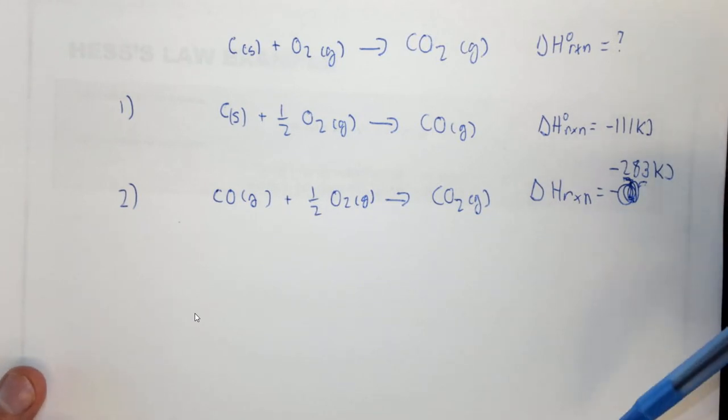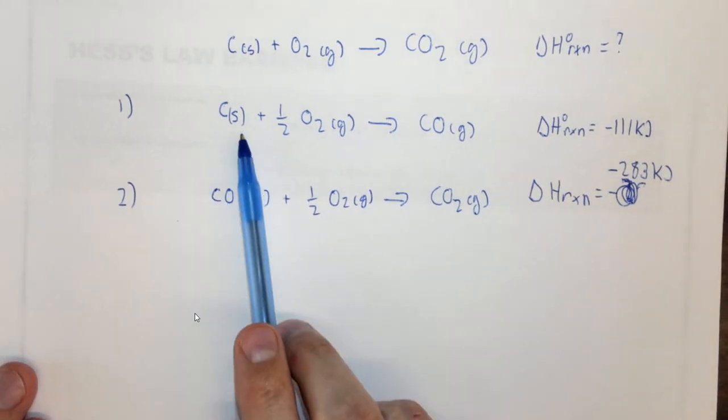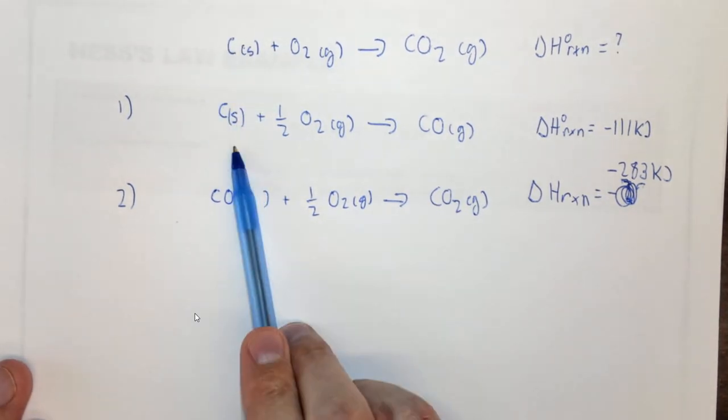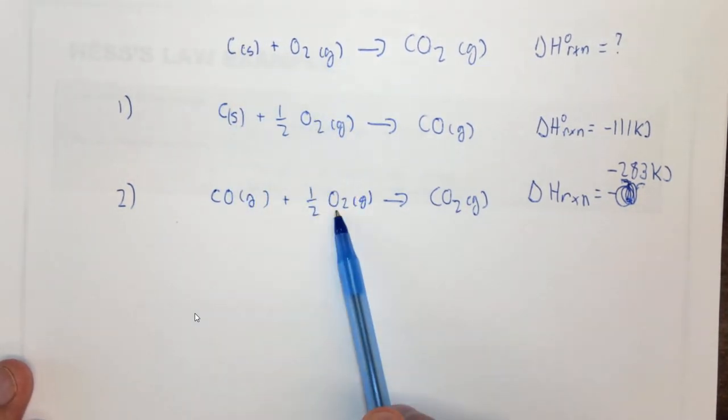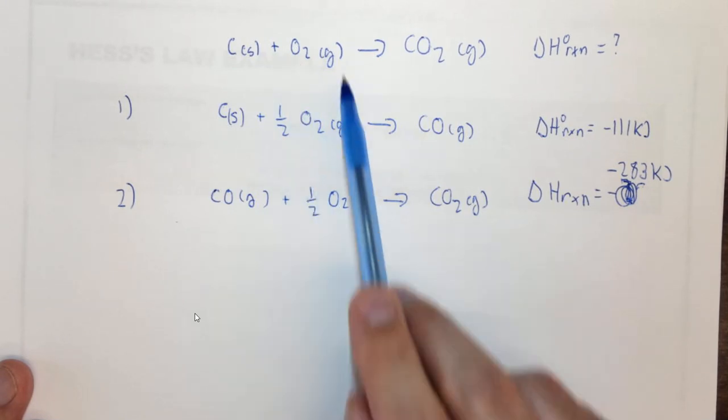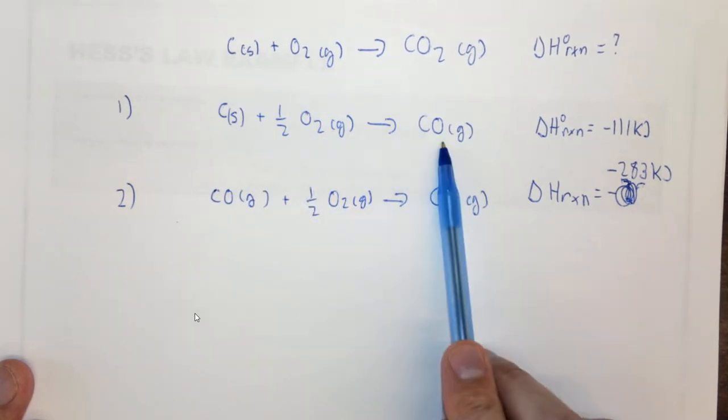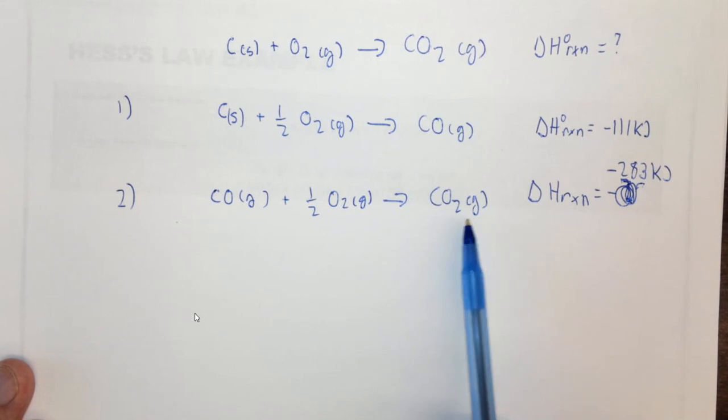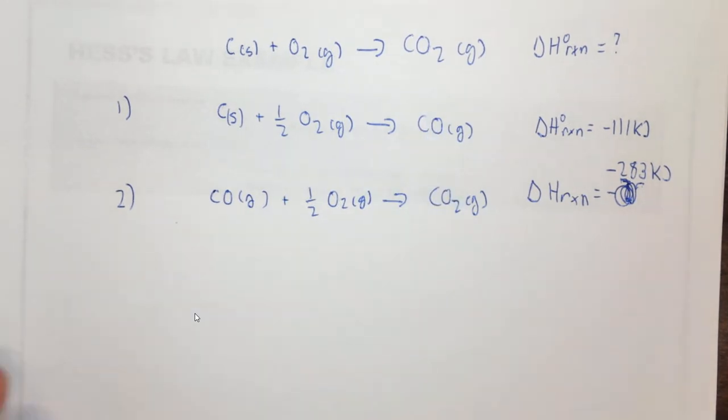And the way I know that is I can see that there's one carbon, there's half an O2 plus half an O2, which gives me one O2. There's a CO on this side and a CO on this side, so it will cancel out. And there's a CO2 as the product. So I can directly add these reactions together. Sometimes you can't, but in this case, we can directly add the reactions together.